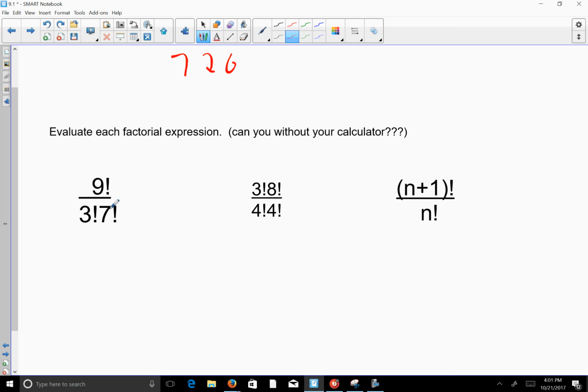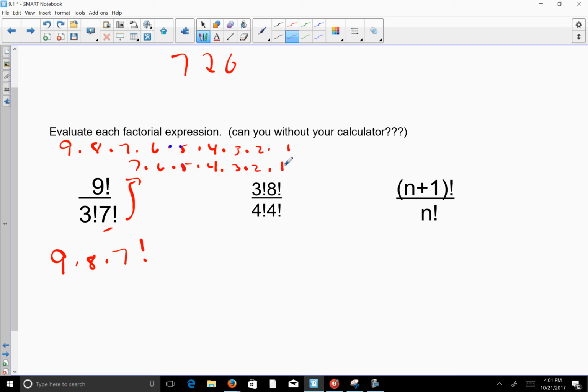So here's 9 factorial. I see that I have 7 factorial in the denominator. That is the highest value I have in the denominator. So when I rewrite this 9 factorial, I'm going to rewrite it as 9 times 8 times 7 factorial. Because 9 factorial is 9 times 8 times 7 times 6 times 5 times 4 times 3 times 2 times 1, and this 7 factorial is 7 times 6 times 5 times 4 times 3 times 2 times 1. So what I've done is just take 9 times 8 and written it with 7 factorial.